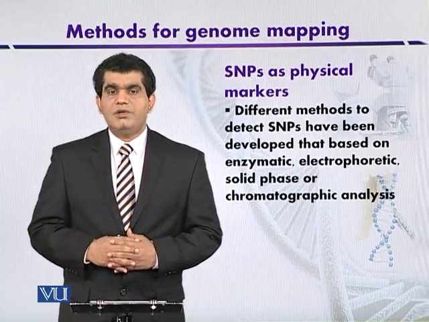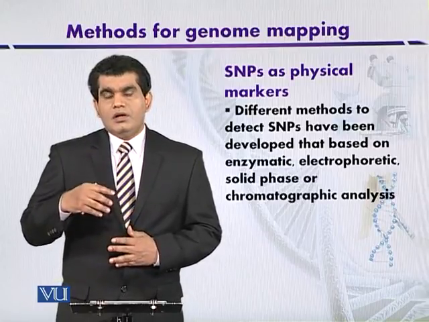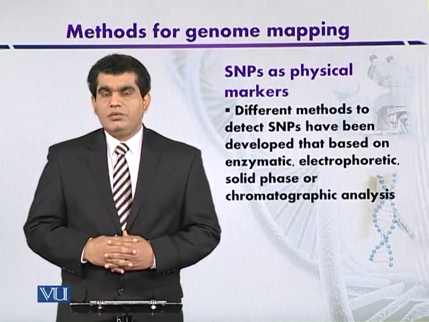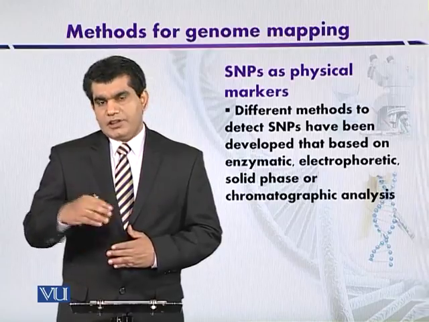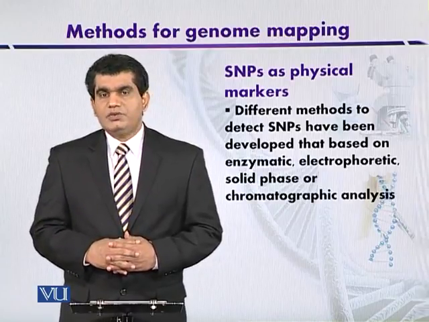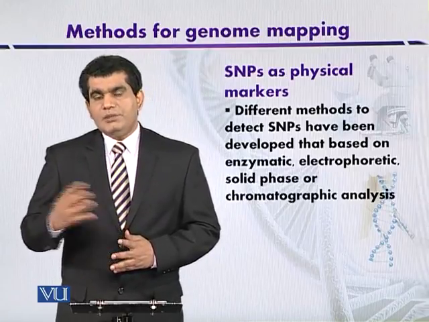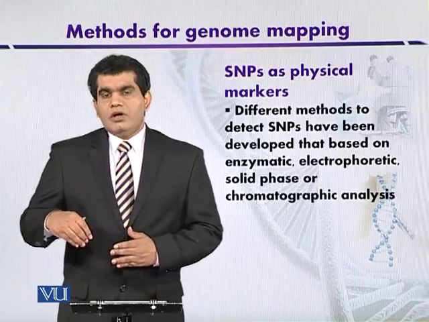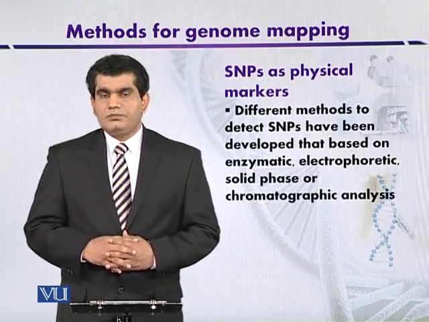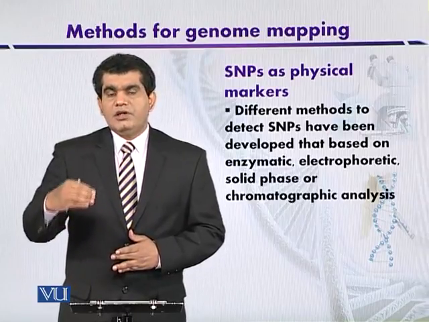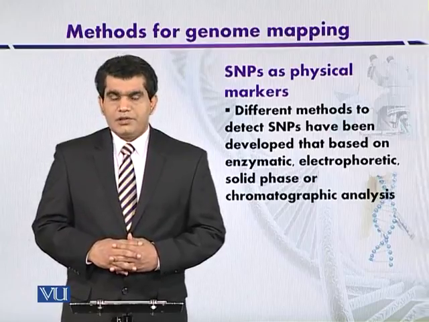SNPs are very good physical markers for mapping. The reason is that they may be present in high density. If we consider the human genome, you can expect one SNP after every 1000 nucleotides. In this way, it has been reported that there may be 3 million such cases, and even now more reports are there that have increased the number of SNPs. So because of their density, they are good markers for genome mapping.